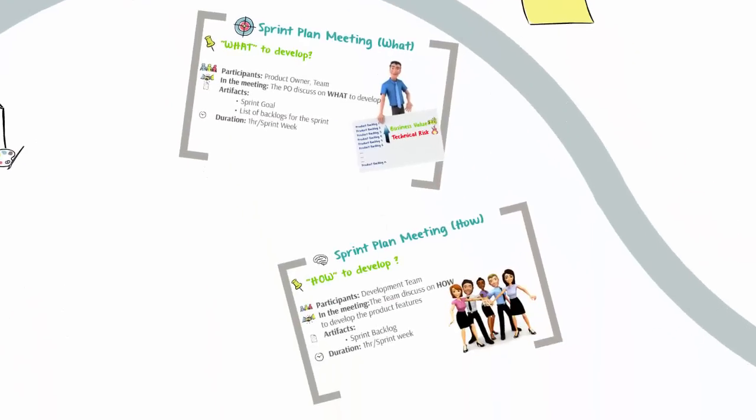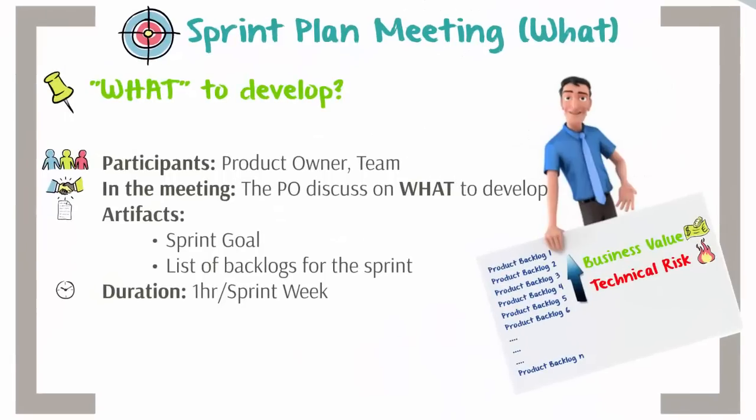Sprint plan meeting is now conducted in 2 parts. In the first meeting, the product owner presents to the team a set of product backlog items, which he considers can add value to the customer. The number of items selected from the product backlog is solely up to the development team.